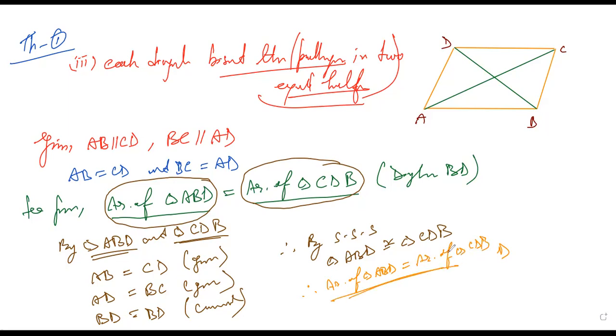So I hope that you all had understood this thing, that the diagonal bisects the parallelogram into two different halves. Okay. Is it okay for everyone? I hope everyone had understood this thing. Is it clear? These are very, very important things which you need to remember.